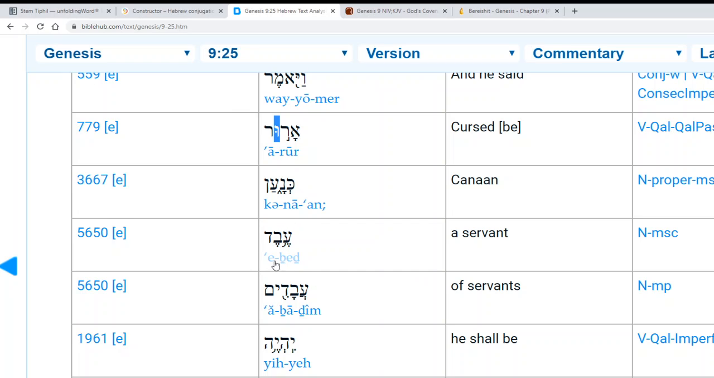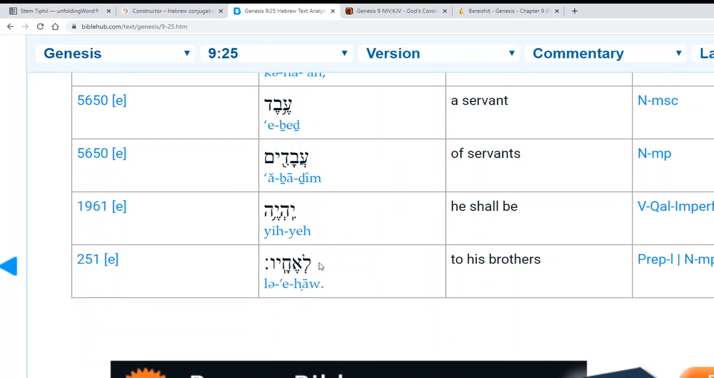Eved avadim. So it's in the construct form. It's a repetition. Eved avadim, right? We call God King of Kings, Melech Melachim, right? Eved avadim, the servant of servants, right? Eved avadim yihyeh, he shall be, right? It's an imperfect of to be. Le'echav, to his brothers.